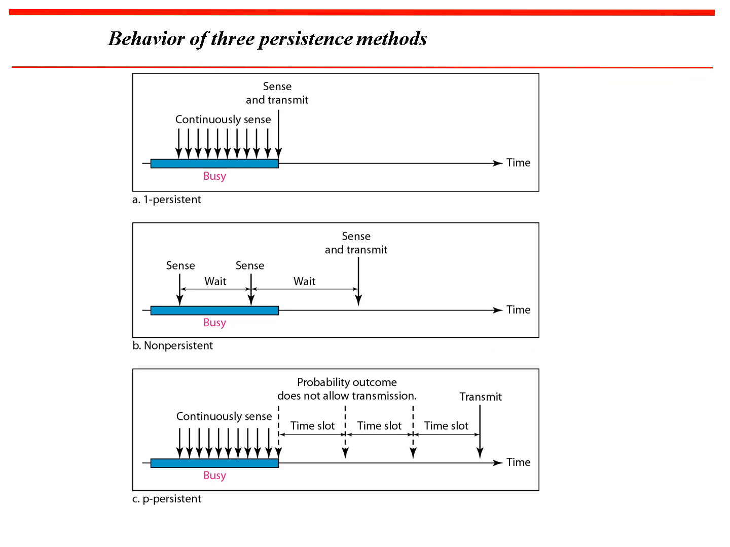In CSMA, three different persistence methods are used. When the channel is idle, what should the station do? When the channel is busy, what should the station do? For this, the persistence methods are devised: the one-persistent method, the non-persistent method and the p-persistent method. This figure shows the behavior of the three persistence methods. In the one-persistent method, the station continuously senses the channel.